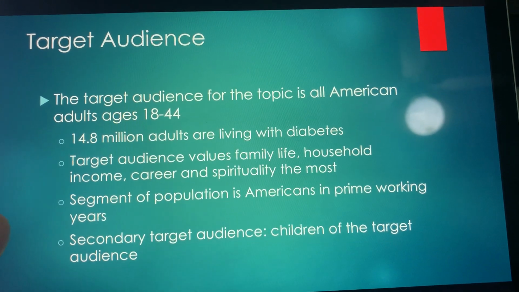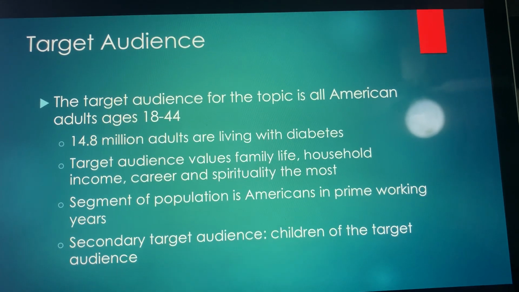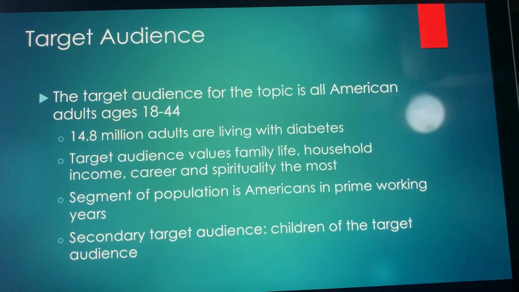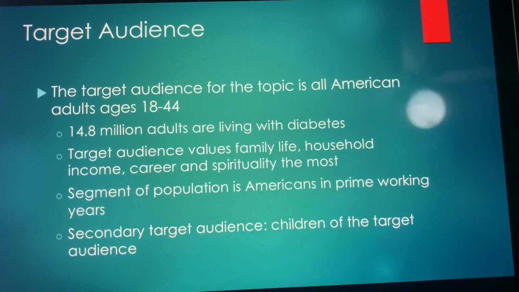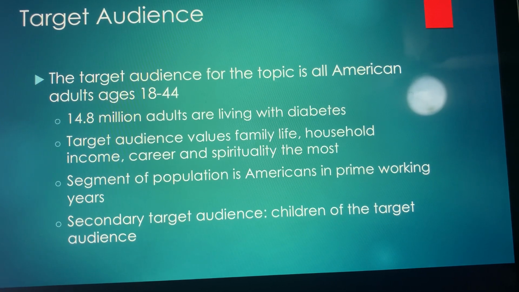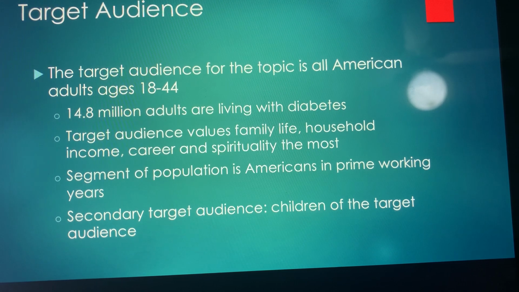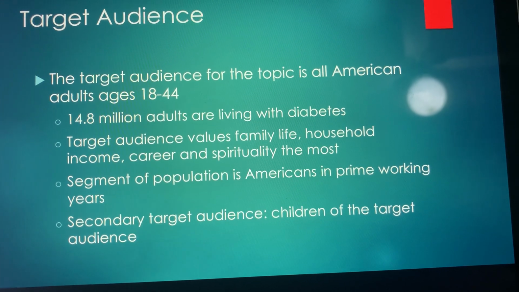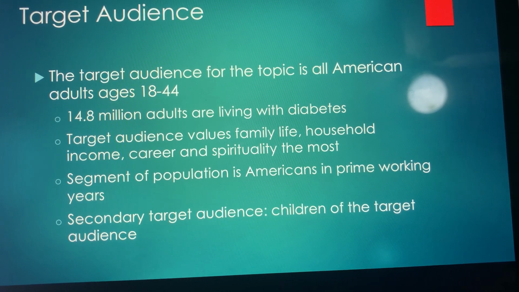The target audience for the topic is all American adults ages 18 to 44. 14.8 million adults are living with diabetes. And upon research, the target audience values family life, household income, career, and spirituality the most. This segment of the population is Americans in their prime working years. And the secondary target audience is the children of the target audience.